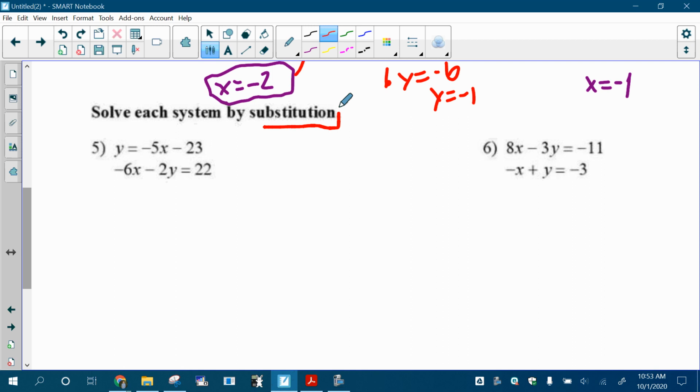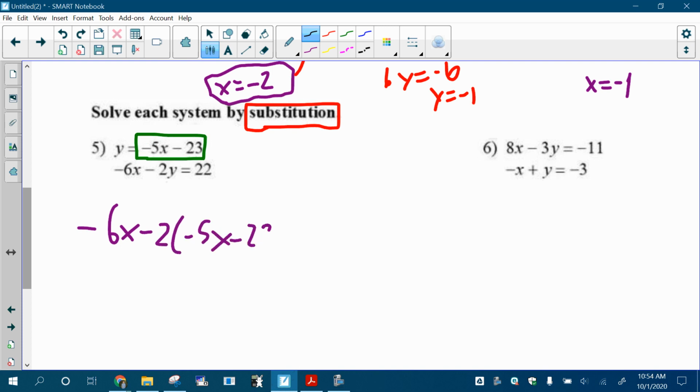And again, the name tells you a lot. You take one equation and you substitute it into the other one. So if you look at that first one, you know what y equals. y is the same as -5x minus 23. So if you take your second equation and instead of writing y, you write -5x minus 23, you end up with one equation. And what's nice about this one equation, it only has x's. It only has one variable. Go ahead, pause, take a minute to solve this equation.